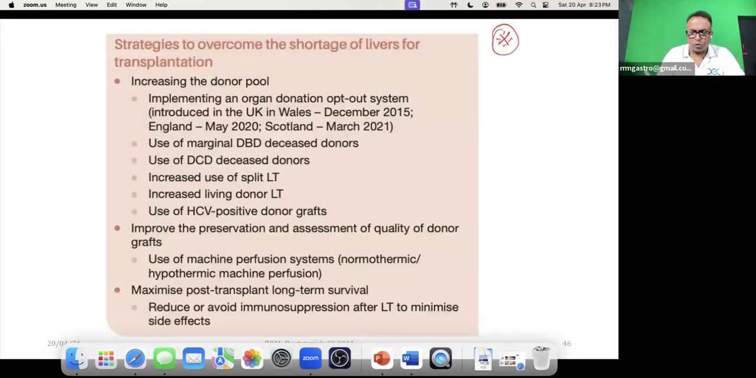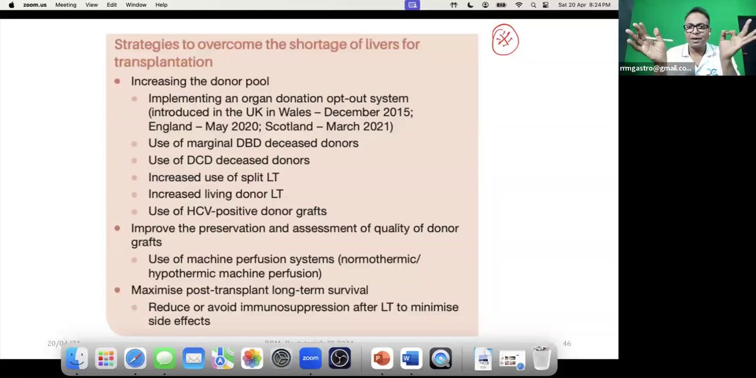The discussion is going more and more into liver transplant only because of the shortage of the liver. It is all because of the shortage of the liver. If there were so many people ready to come forward and donate their livers, we would not be discussing anything. We will not discuss split liver. We will only discuss liver transplant.